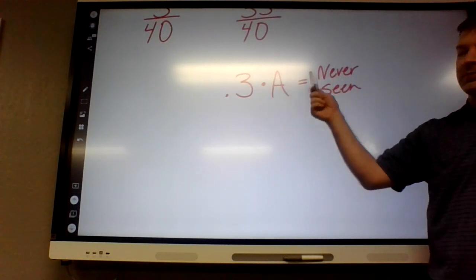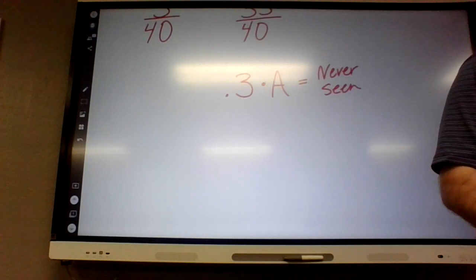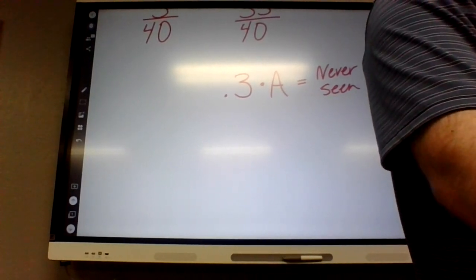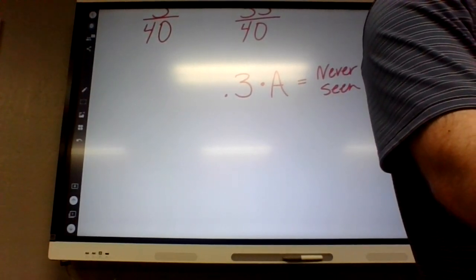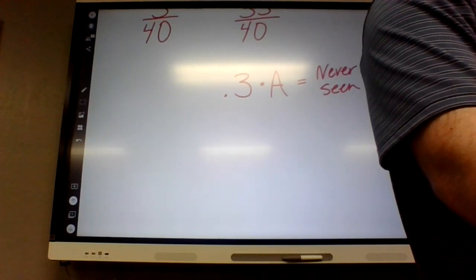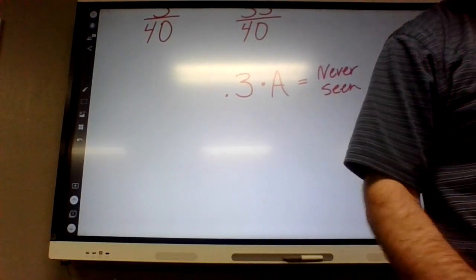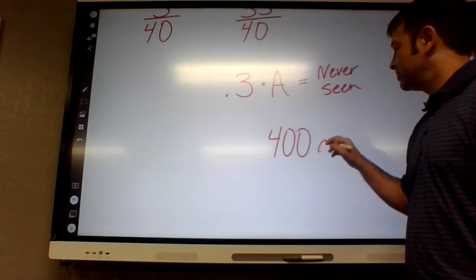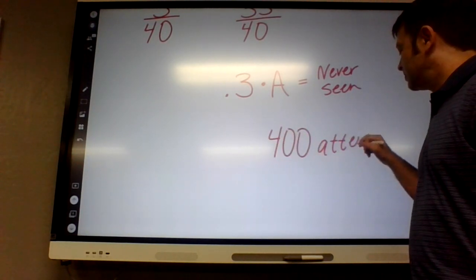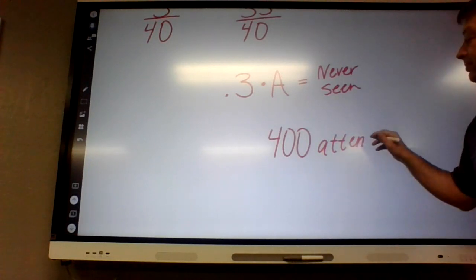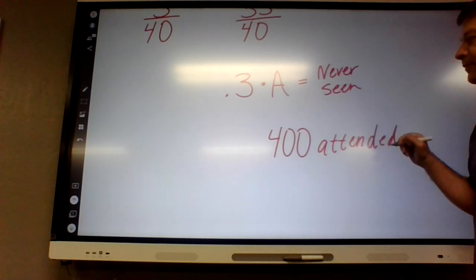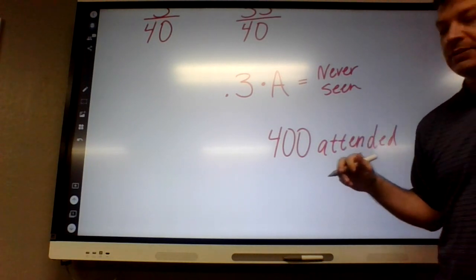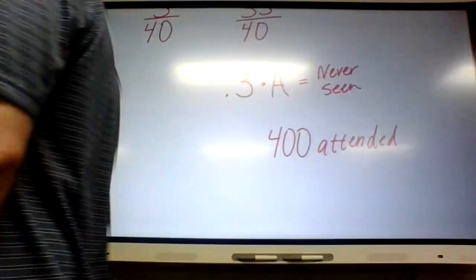Okay, so you guys see what I've written so far? Turn it into math here. How many of the 400 in attendance were watching their first game? So 400 people attended. How many had never seen one before? So what do I do with the 400? I have to plug it in for A. Yeah, that's the A, attendees.